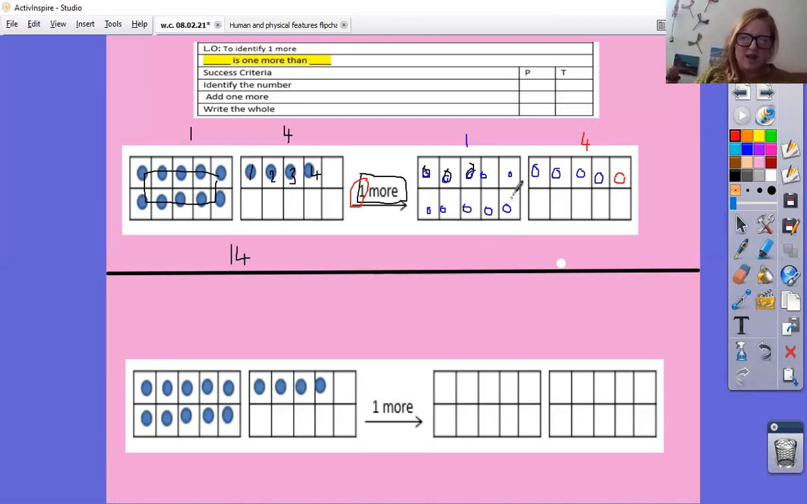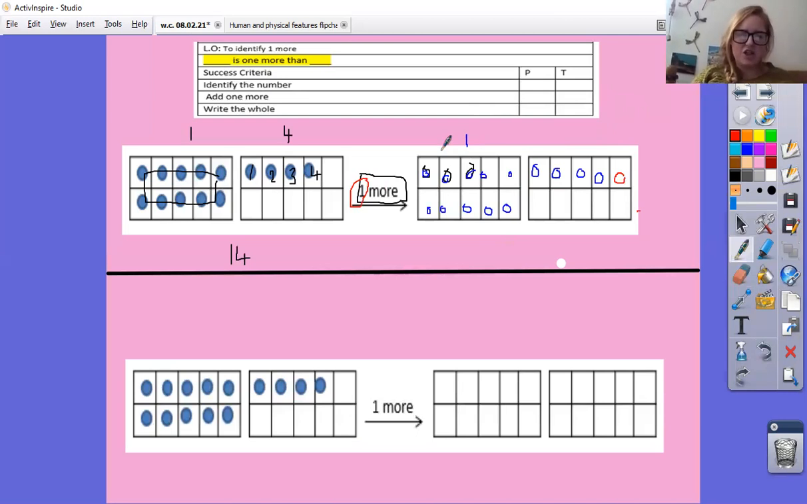Do I add one more counter into my tens like this? Is this correct? No. You cannot add another counter into a space where it's already got a counter. So my 1 gets added onto my ones. Fantastic. So what number have I got now? What number have I got altogether now?